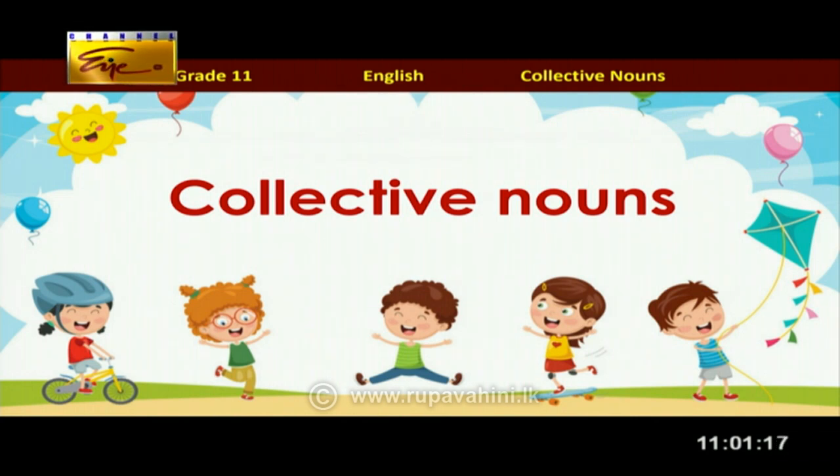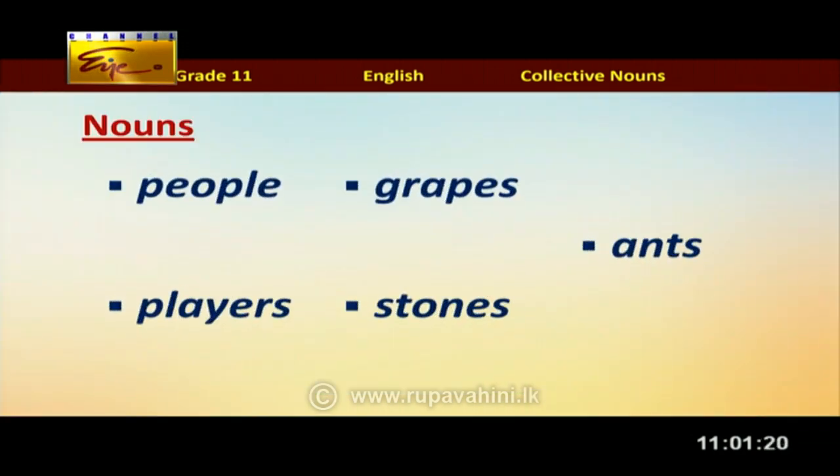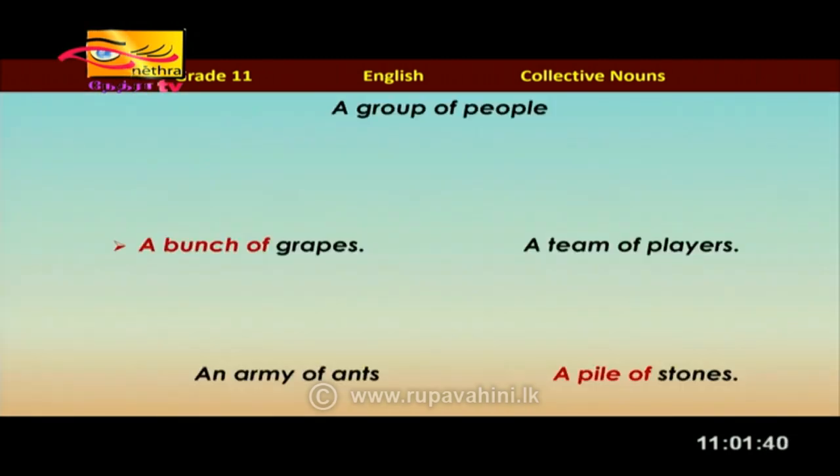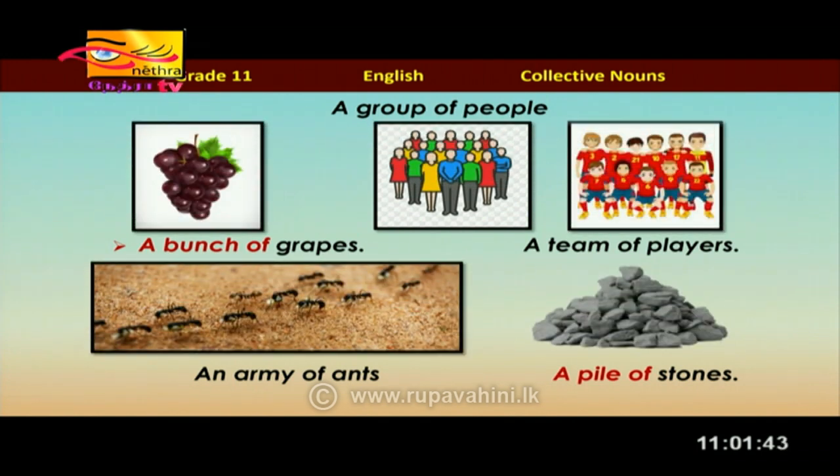Now, you know what nouns are. We use nouns to describe things and people. Now you can see there are some nouns: people, grapes, ants, players, stones. Now if you are going to use them in collective nouns, how are we going to call them as a collection? Let us see. A group of people, a bunch of grapes, a team of players, an army of ants, a pile of stones. So the nouns have been added with more words and we call them collective nouns.